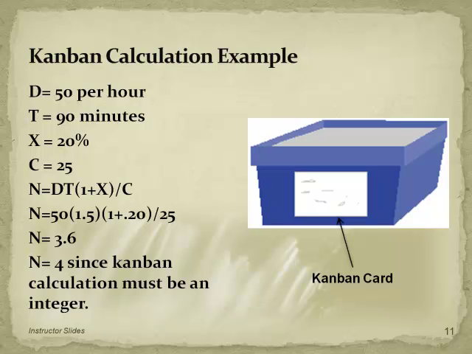And we do the calculation, and that calculates to 3.6 containers. Now, you always have to round up if you get any type of fraction at all, and you most always will get a fraction, because you can't have a fraction of a container. You have to have an integer number of containers. So the correct answer in this example is that we need to have 4 containers.